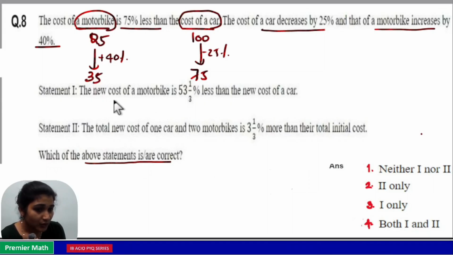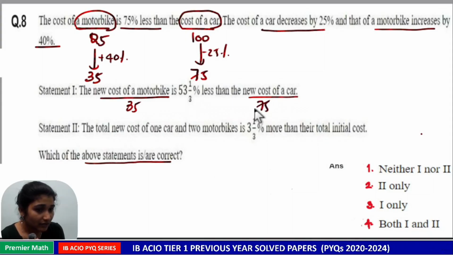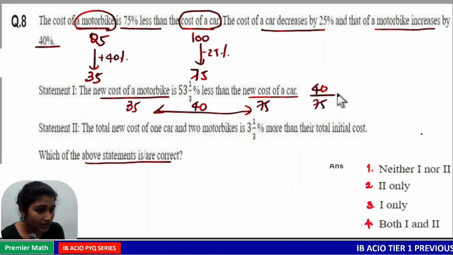Statement 1 says the new cost of a motorbike, which is 35, is 53 and 1 by 3 percentage less than new cost of car, which is 75. So here 35 is 53 and 1 by 3 percentage less than 75. That is our statement. So take the difference. Difference is equal to 40. Now 40 is how much percentage of 75? If it is 53 and 1 by 3 percentage, then statement 1 is correct.